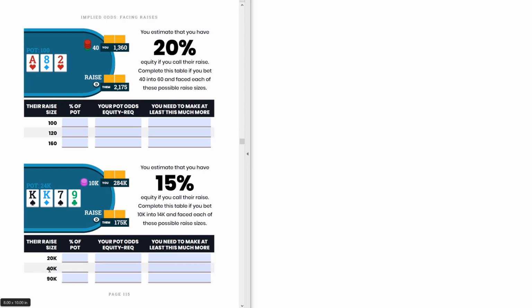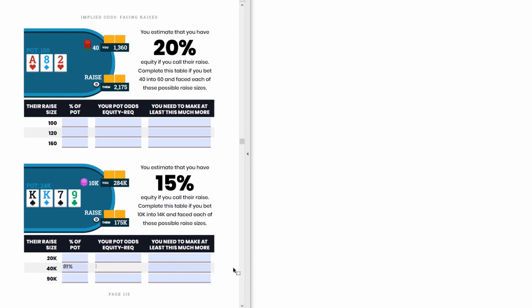Again, they raised to 40K total. So the percentage of the pot is what? Well, if we remember the formula for figuring out what a pot size raise would be, it's 3 times the bet plus everything that's left over. So 3 times the 10K bet is 30K, and then we're going to add in the leftover 14K original pot, because remember we bet 10 into 14. So 30 plus 14 is 44K would be a pot size raise, and 40K is clearly pretty darn close to that, so let's just say that it's 91% of the pot.